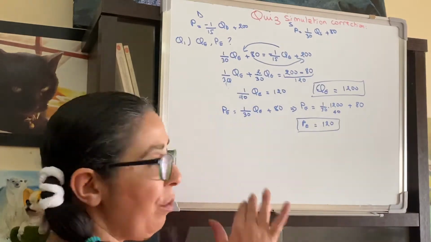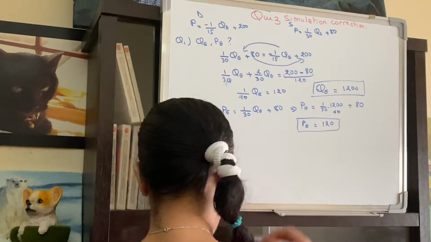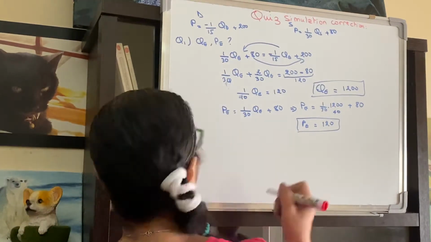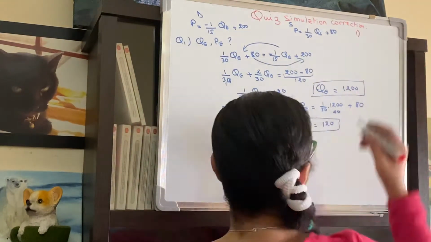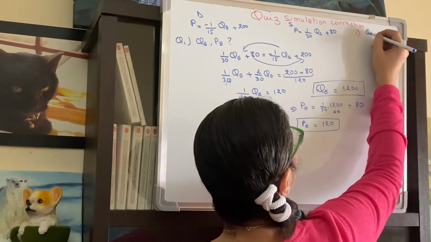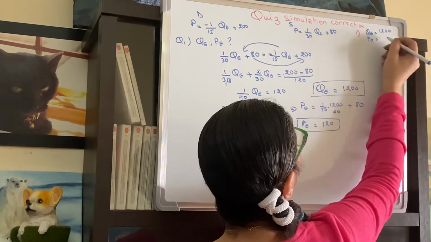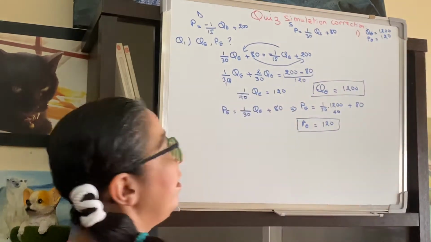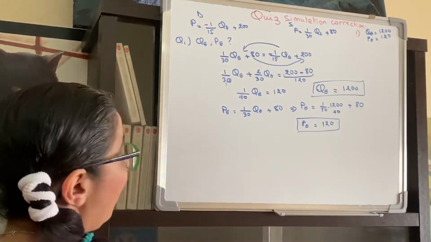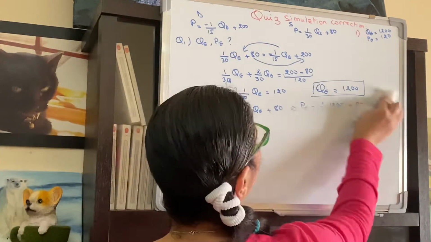So I'm going to erase everything and put my PE and QE over here. So QE, question 1. I have QE is equal to 1,200 and PE is equal to 120. Take a screenshot if you want. I'm moving on. I need the space. That's why I'm writing them over there. Clear? Let's move on.